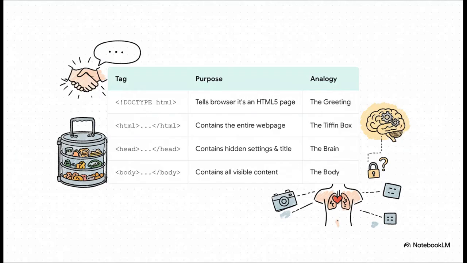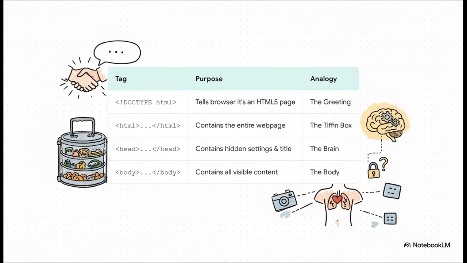Look at this table. The very first thing you see is doctype. That's just a quick hello to the browser, letting it know it's reading a modern HTML page. Next, you have the HTML tag. Think of this as the main container, or like a Tiffin box that holds everything else inside it.